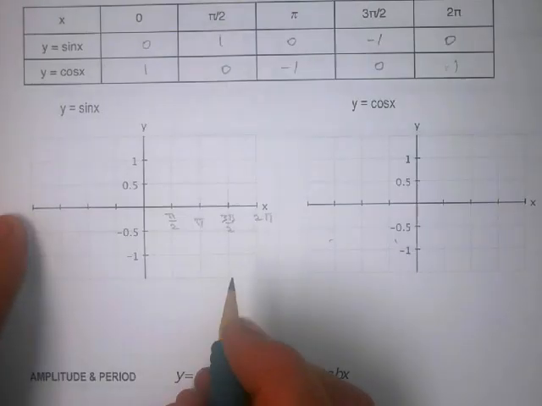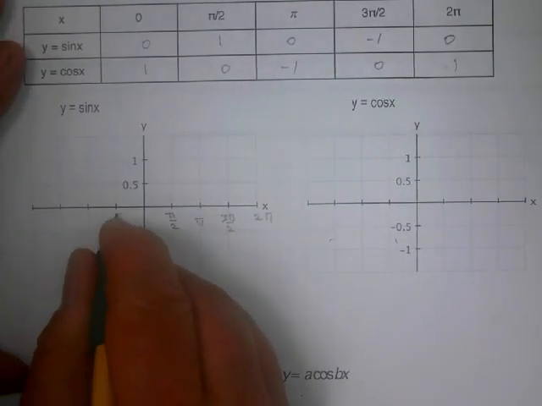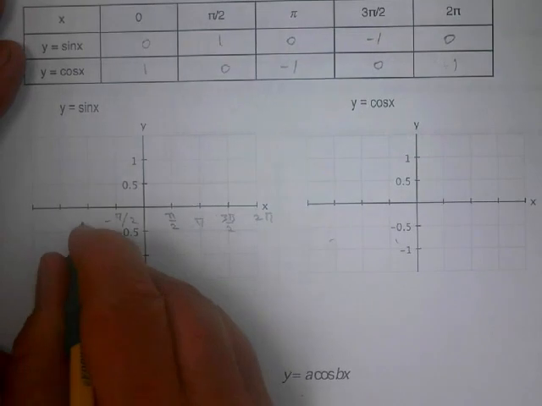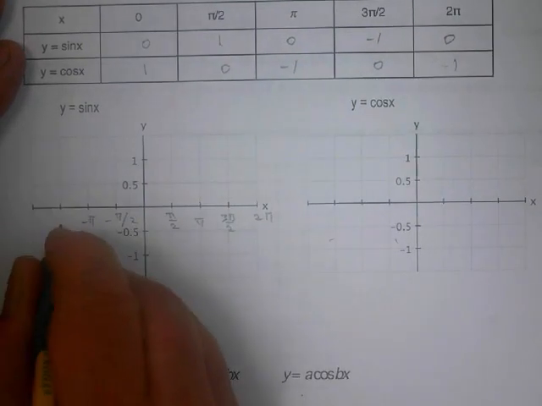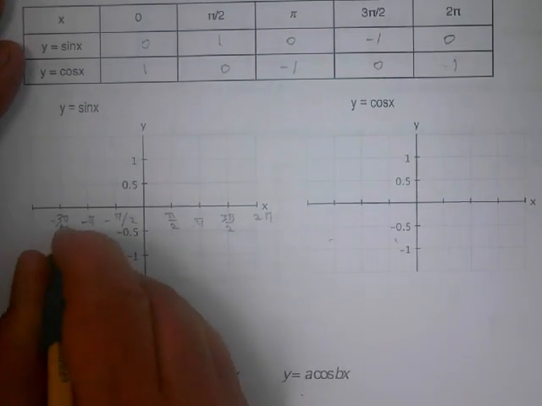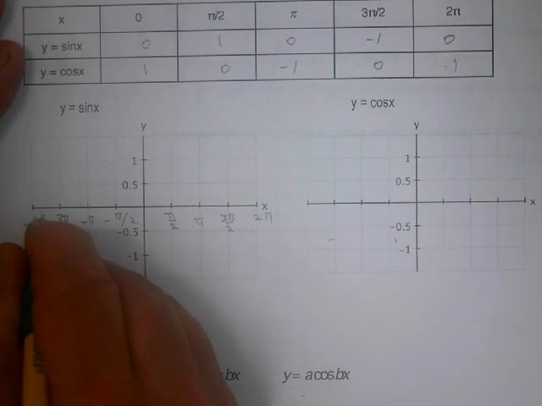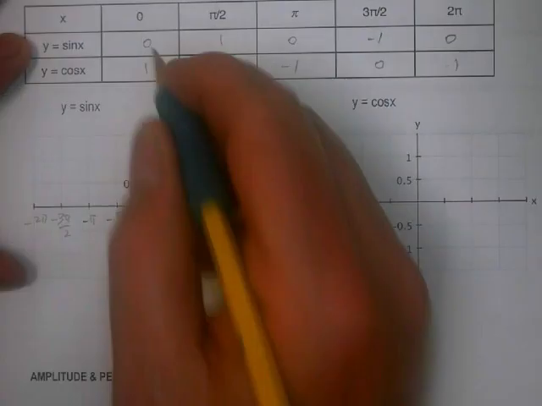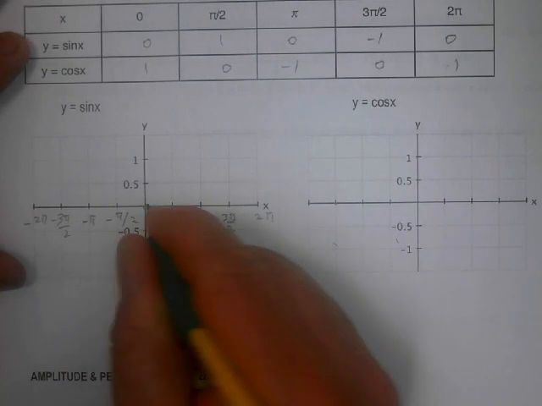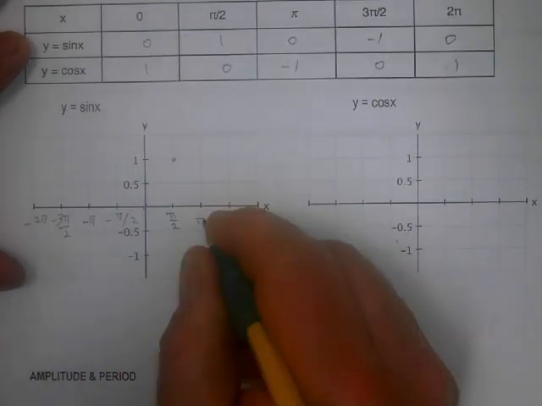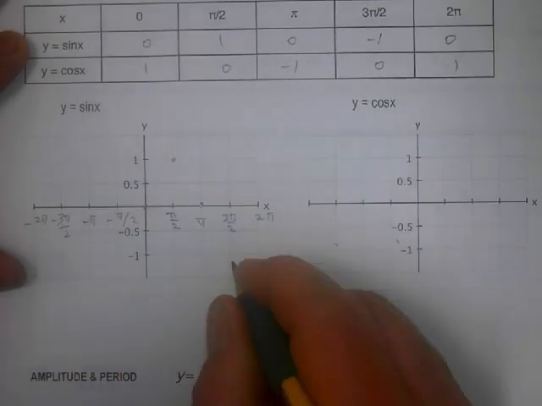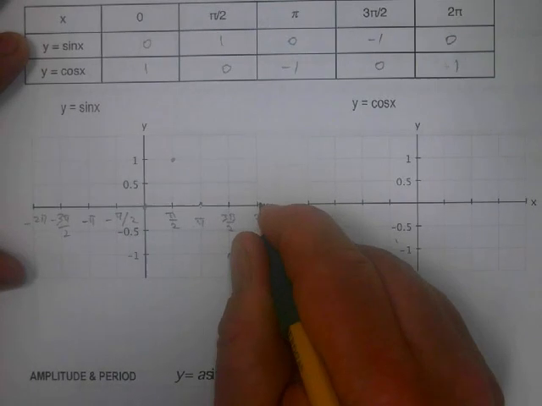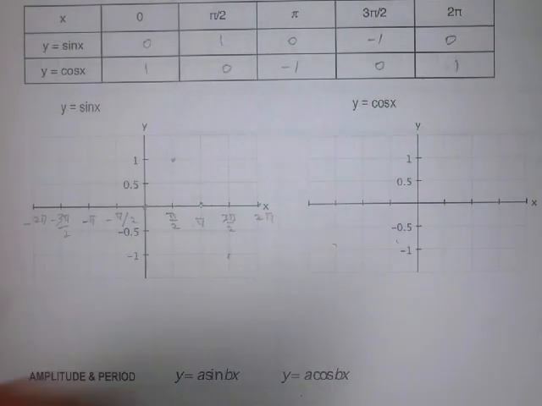I'm going to do the same thing coming back this way. But as you know, these are going to be negatives. So let's go ahead and fill it in right quick. Okay. 0 degrees, pi, sine is 0. Pi over 2, it's 1. Pi, it's 0. 3 pi over 2, it's negative 1. 2 pi, it's 0. Now we've got to do the same thing the other way.